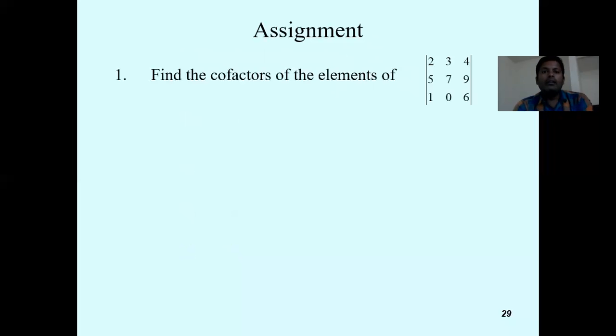Next, we go to the assignment. Find the cofactors of the elements of 2, 3, 4, 5, 7, 9, 1, 0, 6. You have to find the cofactors like that: cofactor of 2, cofactor of 3, cofactor of 4, cofactor of 5, cofactor of 7, cofactor of 9, cofactor of 1, cofactor of 0, cofactor of 6.